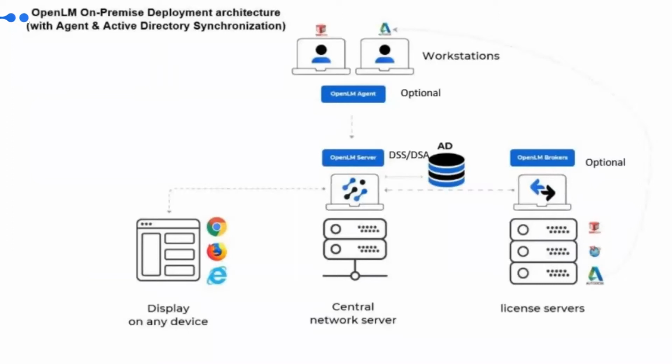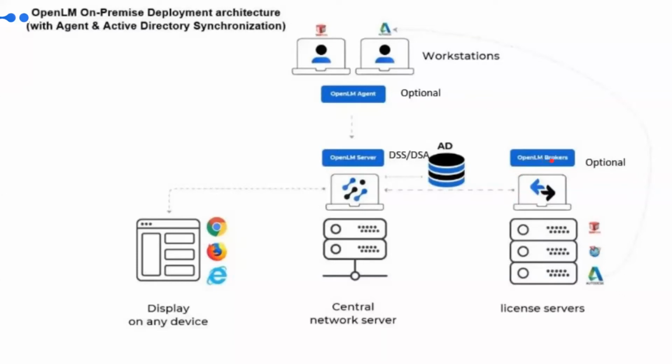Now, this is the OpenLM on-premise deployment architecture with agent and Active Directory synchronization. So let us look at what we have here. What we need is a central network server where we install the OpenLM server program. Now, here you must have different license servers where you have configured different floating licenses or network licenses. On those license servers, we install a small component called OpenLM Broker. Even though this is optional, we strongly recommend installing the OpenLM Broker on the license servers.